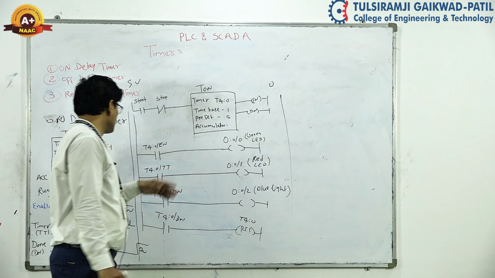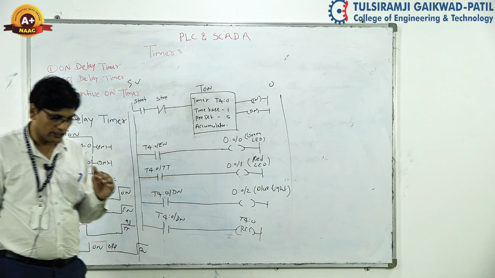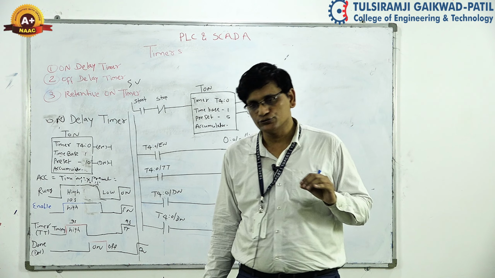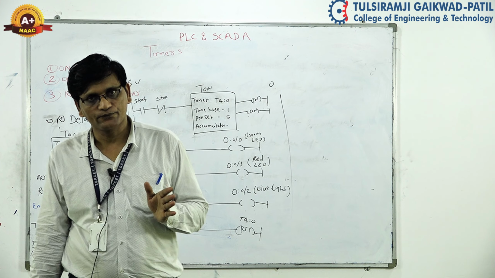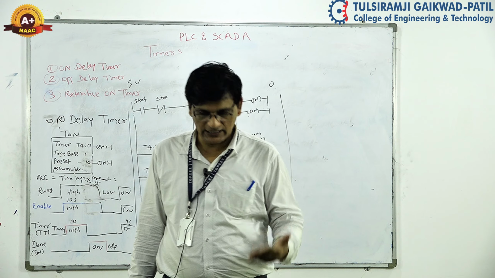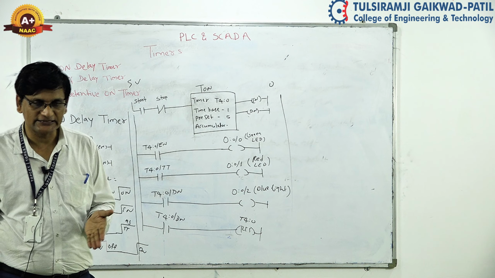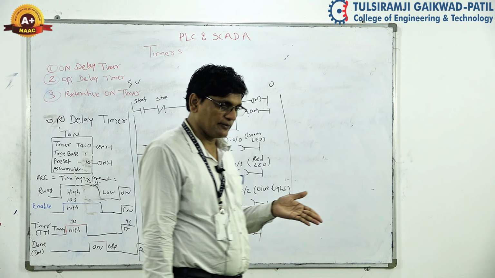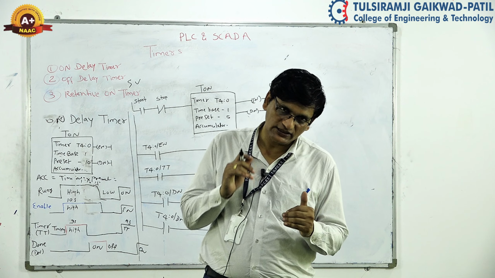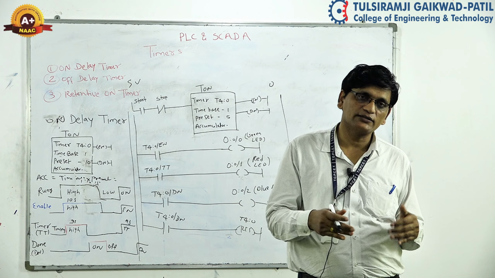Now this is about the on delay timer. Lastly, I would like to summarize that the on delay timer is used to provide the delay as per the requirement of the industry. Suppose you want to provide a delay of 10 seconds, our TT will be active for the 10 seconds, 9 seconds. After just the completion of the 9 seconds, another bit will be active. That is called the done bit.